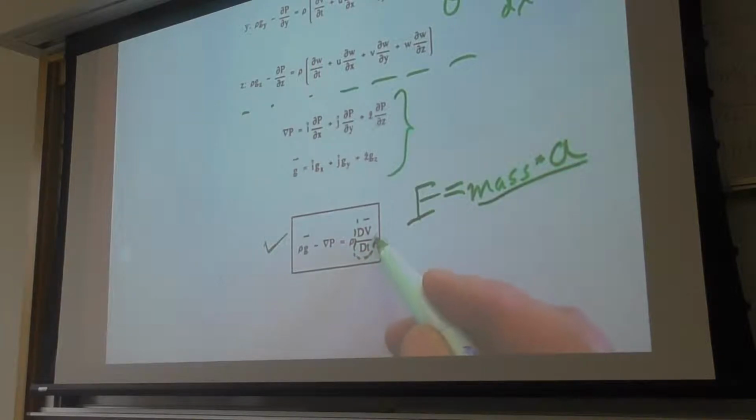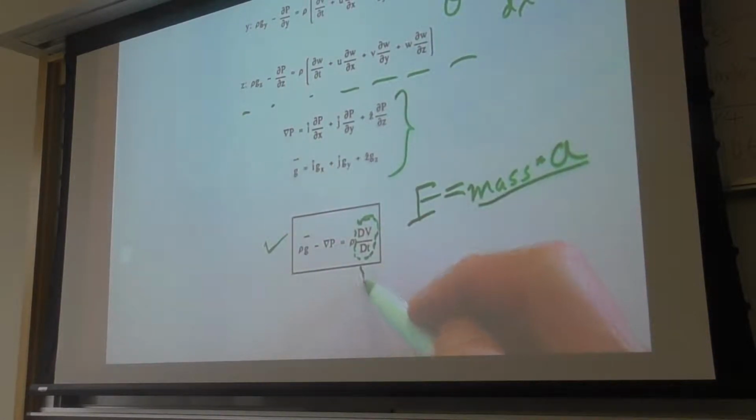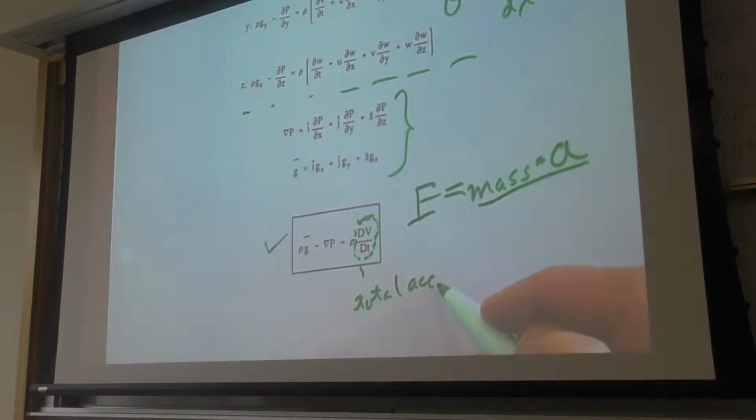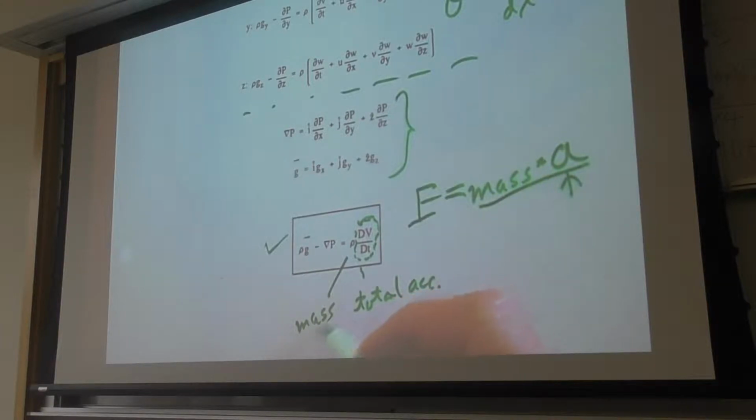Tell me what is this term? Velocity? It's an acceleration. What acceleration again? You're missing one word before the acceleration. Total. So I have total acceleration, which is this guy. What's density? What divided by what? So what's missing in the denominator?